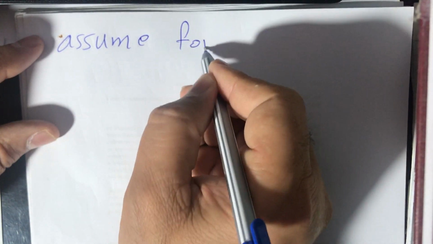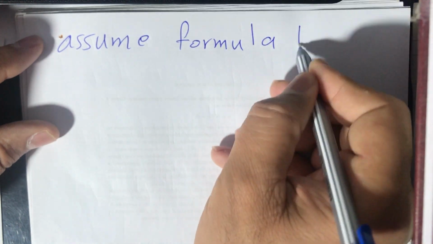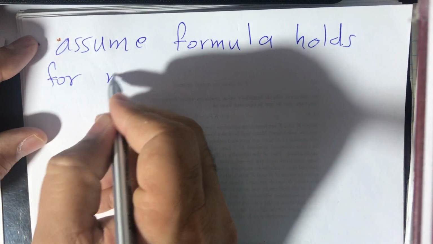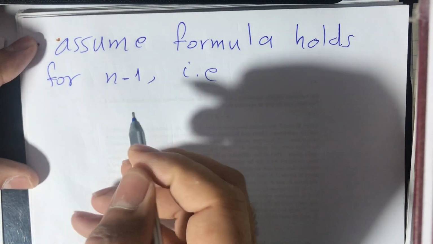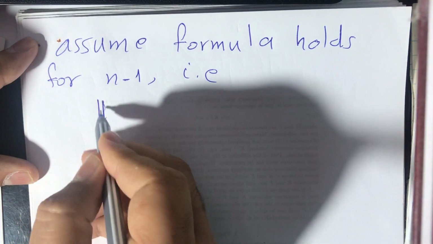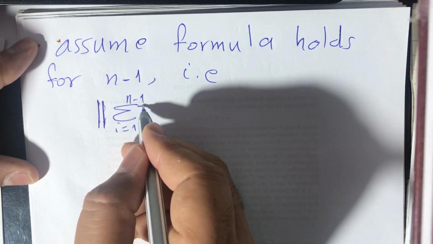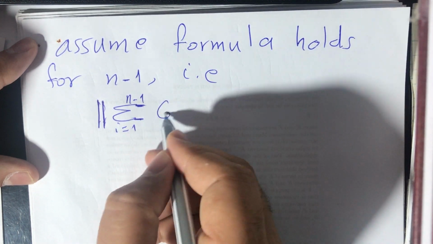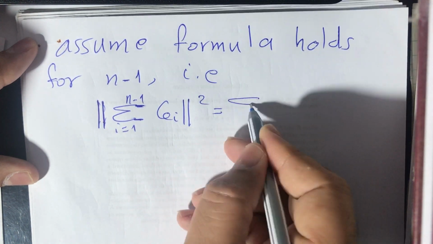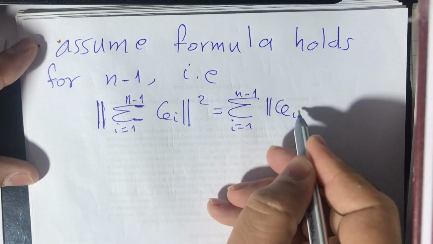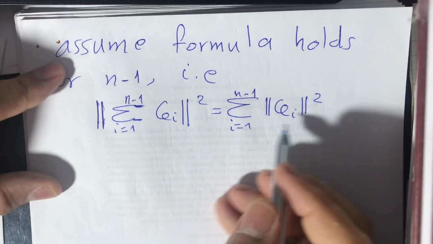Assume the formula holds for n minus 1, that is, the norm of the summation i from 1 to n minus 1 of φi, squared, is equal to the summation i from 1 to n minus 1 of the norm of φi squared. This is a star.